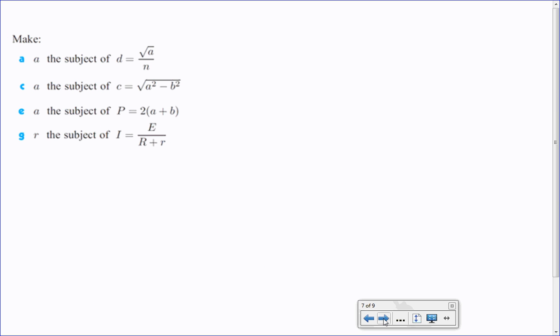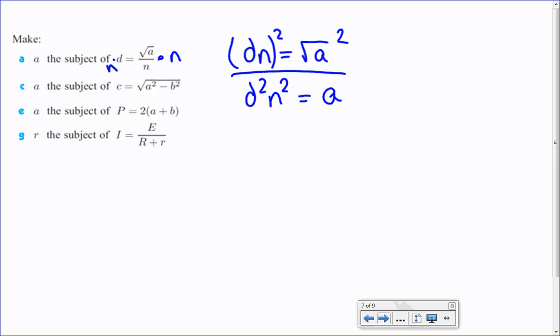Okay, so here we're getting a by itself in the first one. I guess in the first three. So we'll want to multiply our n over. And again, we write our variables in alphabetical order. So we have dn is equal to the square root of a. And then to undo the square root, we'll have to square both sides. So when we square dn, we're going to square d, and we're going to square n. And that's our final solution.